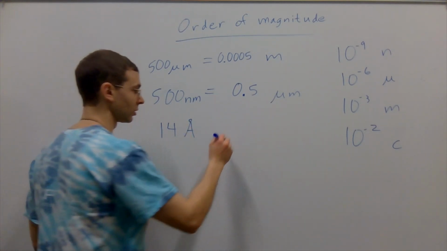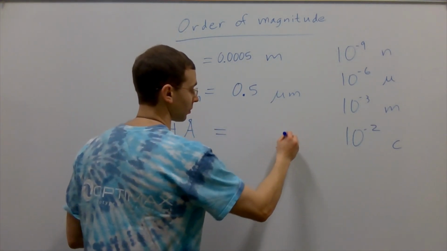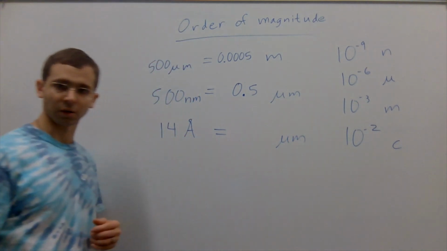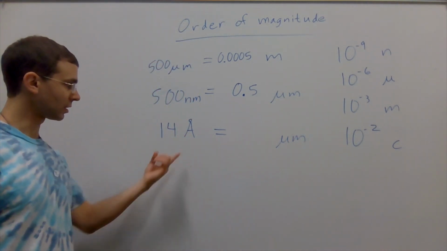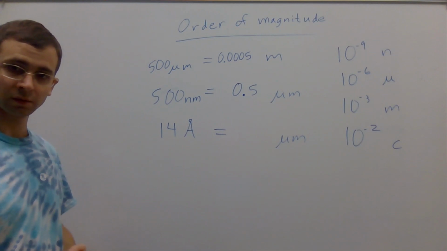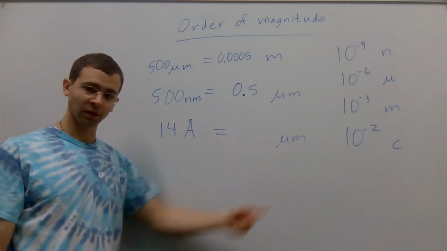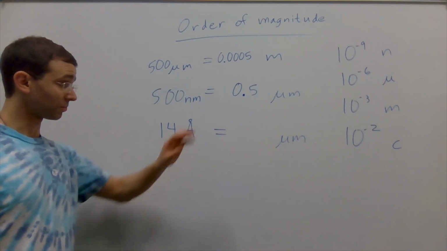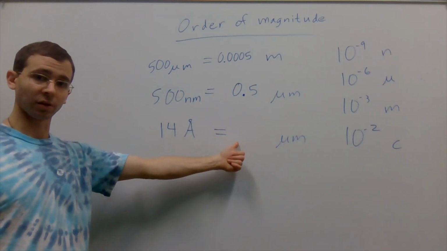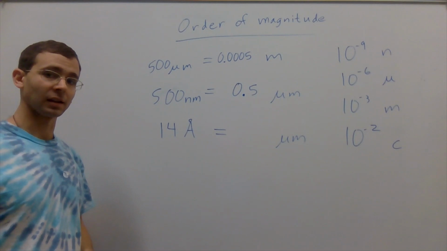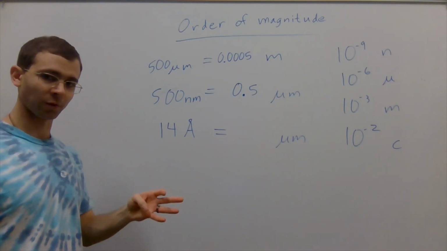All right. Now let's consider, say I want to go from 14 angstroms to, I want to express that in microns. All right. This is 10 to the negative 10th meters, and 10 to the negative 6th meters. Bigger unit, so I better have a smaller number. And how many orders of magnitude difference? 4.